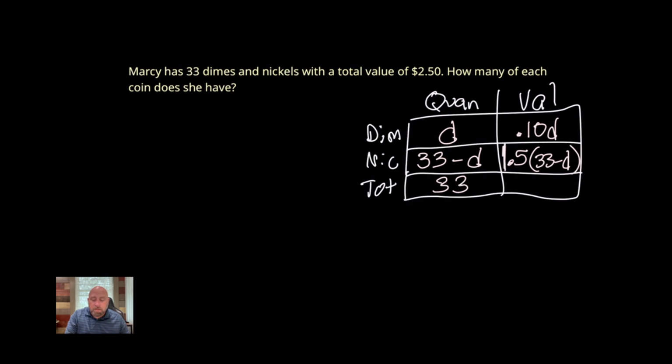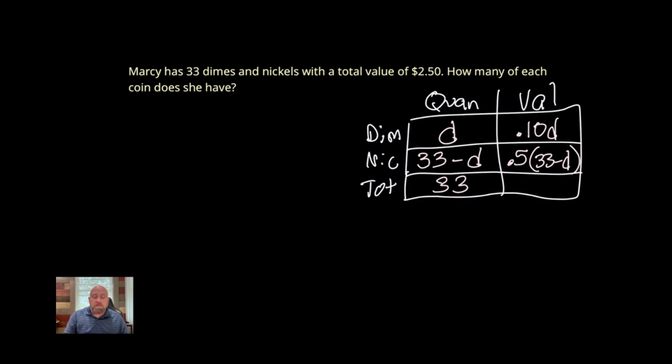So the value of the nickel would be 0.5, because that's the value of a nickel, times 33 minus D, because we have to write it in relationship to the dime. Why? Because that's the one that we chose. Had we chosen the nickel, then we would be writing it in relationship to the nickel. And you could do that. That's fine. That works. All right.